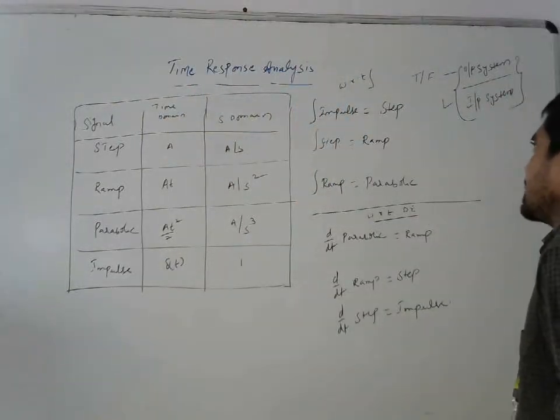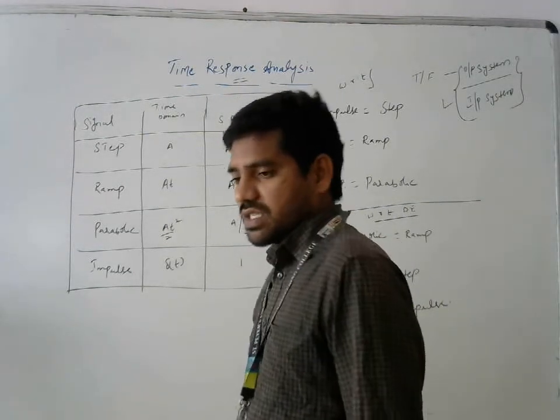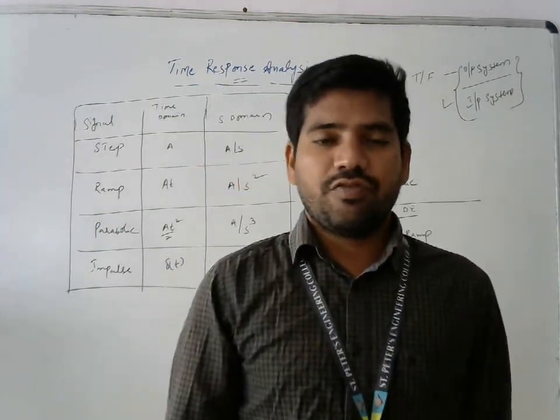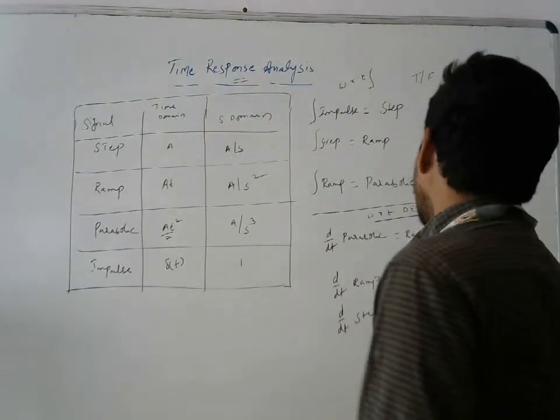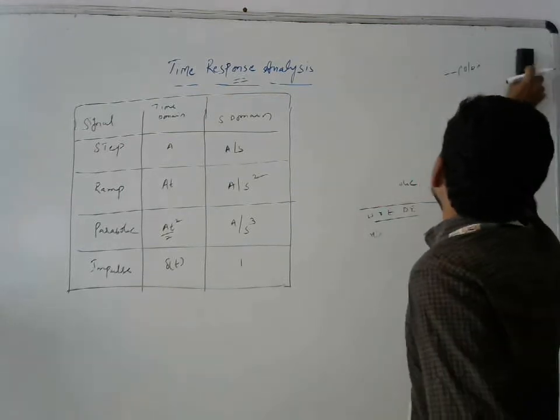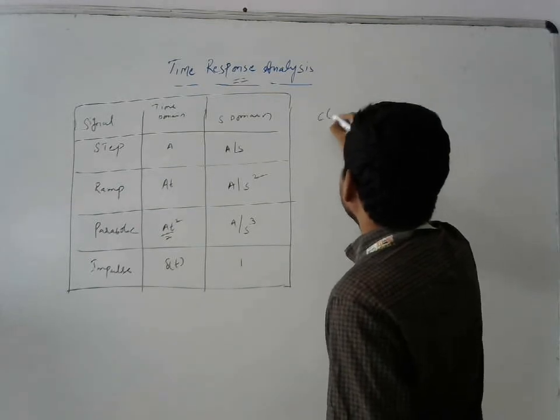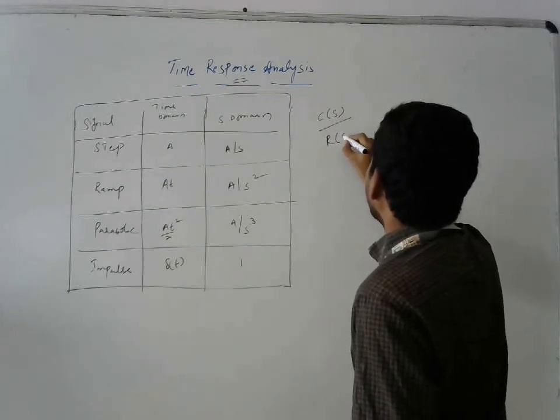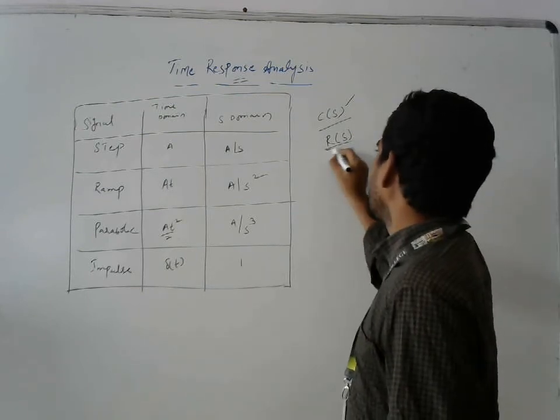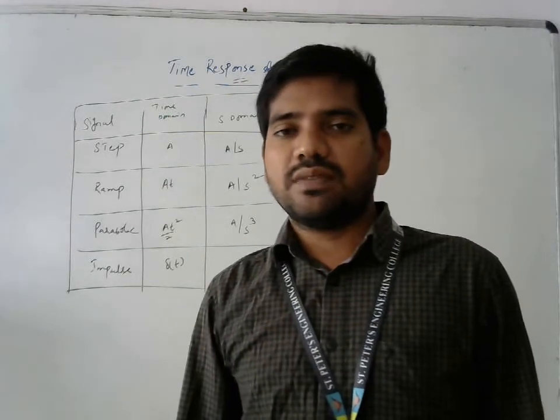Whenever we are discussing time response analysis, we need to know what is meant by the order of the system. We have derived a transfer function. In any transfer function, we get C of S by R of S. C of S is the output of the system, and R of S is the input of the system in terms of the Laplace domain.